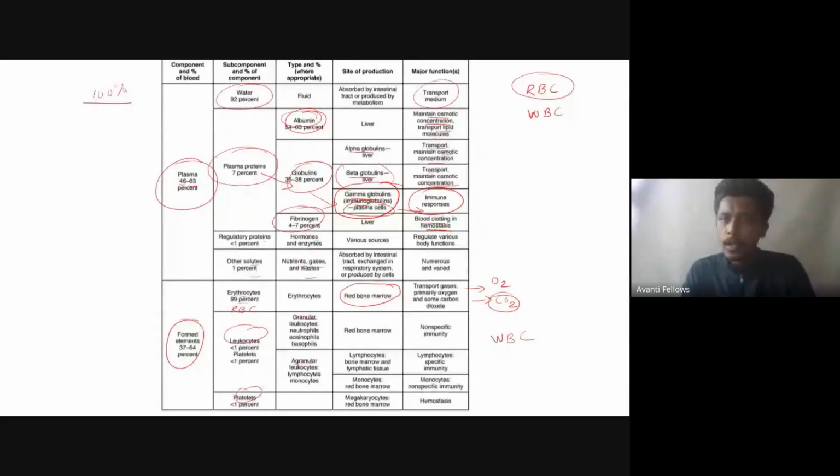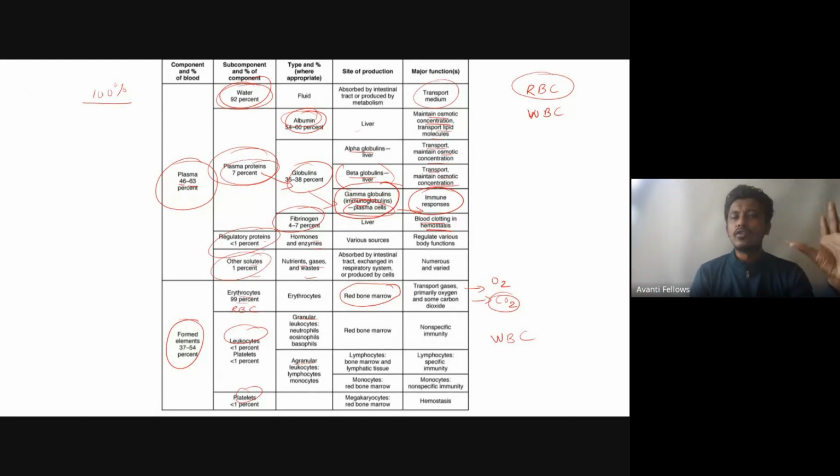Okay, so the plasma is made up of water majoritarily. You can see that in the slide, it is almost 92% water, and the rest of it is 7% plasma proteins, and then less than 1% is regulatory proteins, and then you have other solutes like ions such as sodium, potassium, etc.